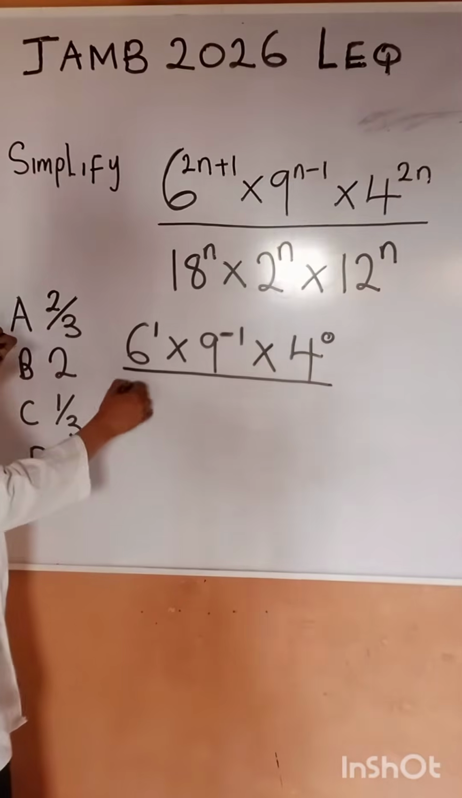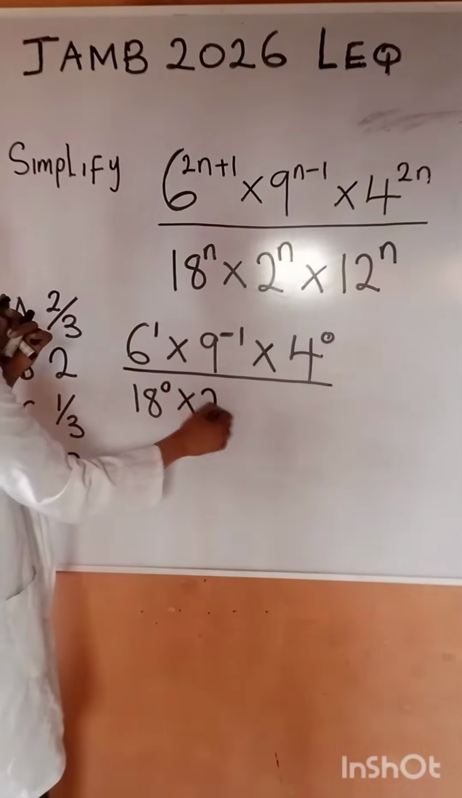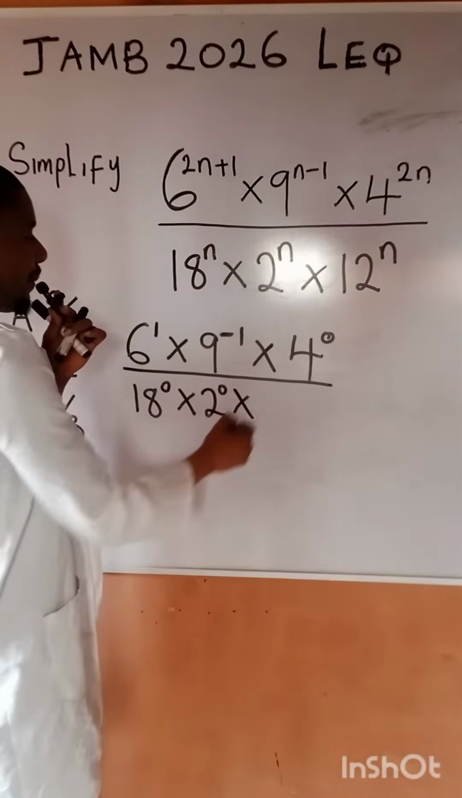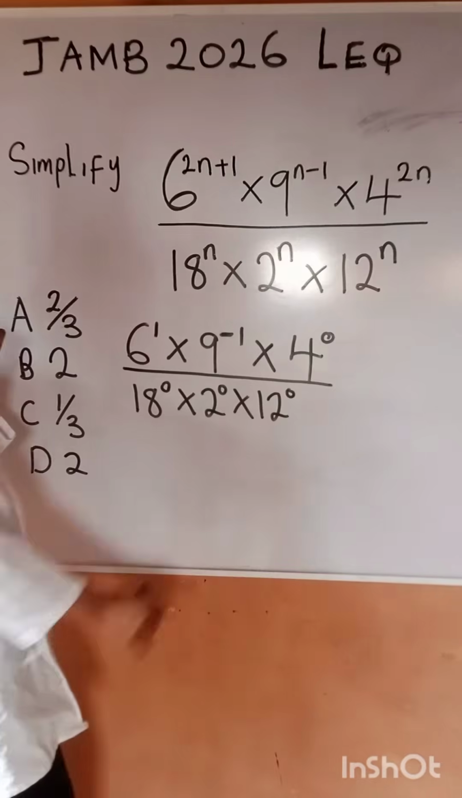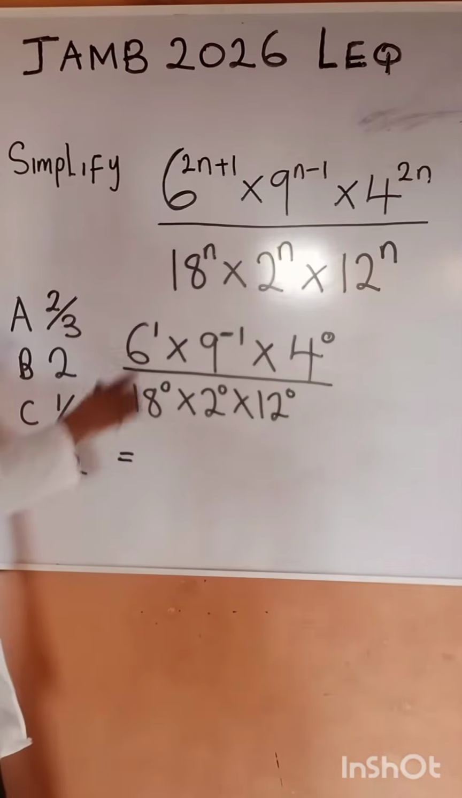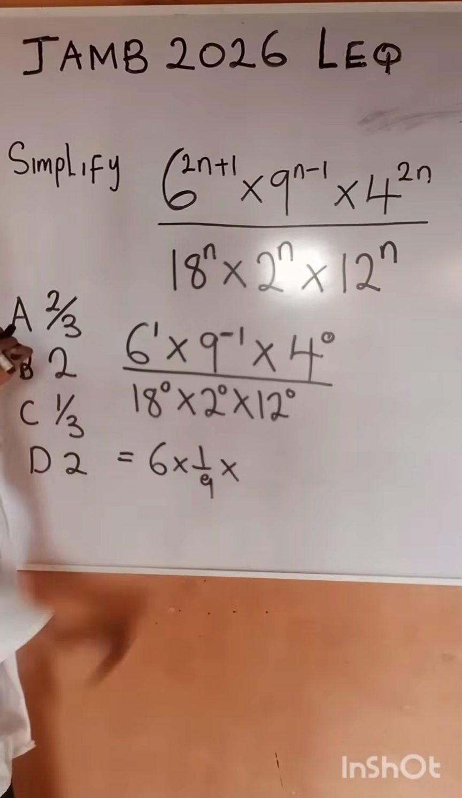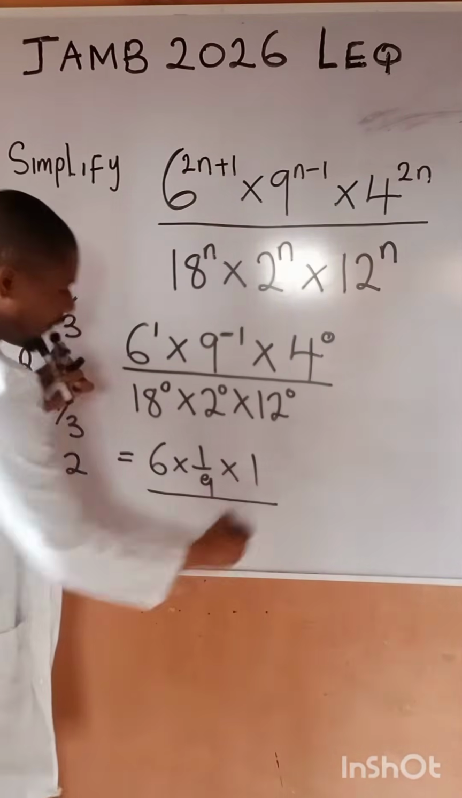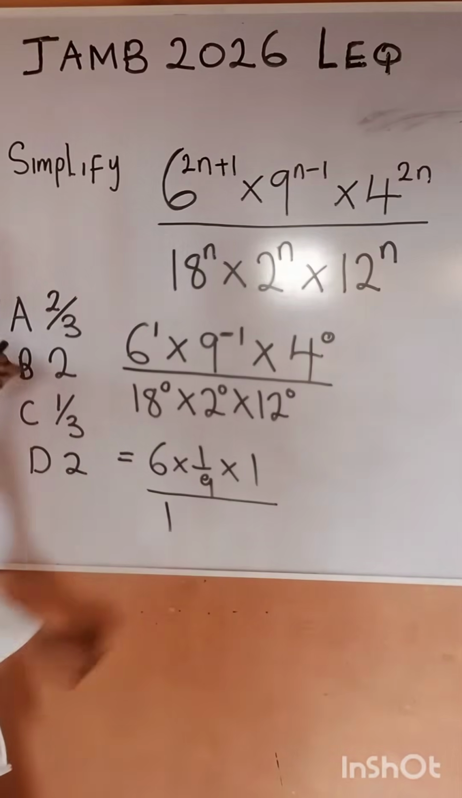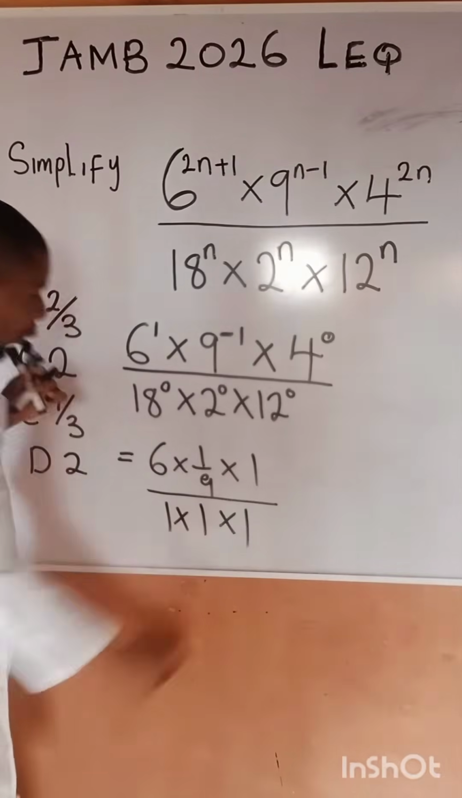Now divided by 18 raised to the power of 0, multiplied by 2 raised to the power of 0, multiplied by 12 raised to the power of 0. So this will give me 6 times 1 over 9, multiplied by, any number raised to the power of 0 is 1, divided by 1 multiplied by 1, which is 1 times 1.